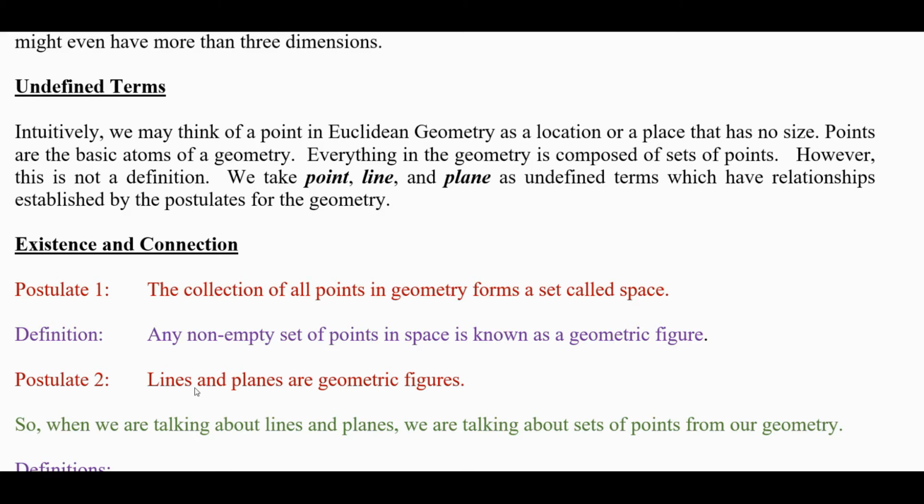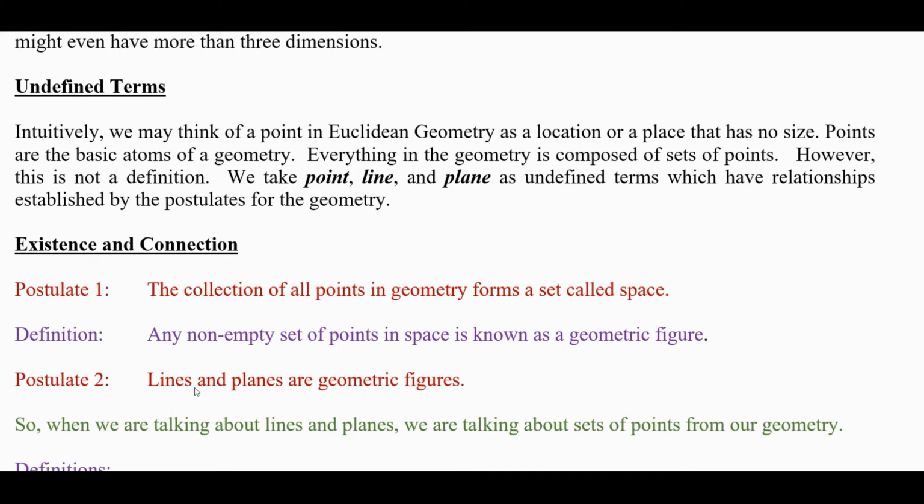So we have some undefined terms, and they're the typical ones that almost everybody has to use. So intuitively, we may think of a point in Euclidean geometry as a location or a place that has no size. It's a location only. And then points are the basic atoms of a geometry. Everything in the geometry is some set of points. However, this is not a definition. So we take the point, line, and plane actually as undefined terms, and the relationships among them are established by the postulates.